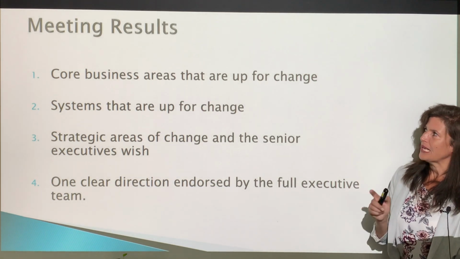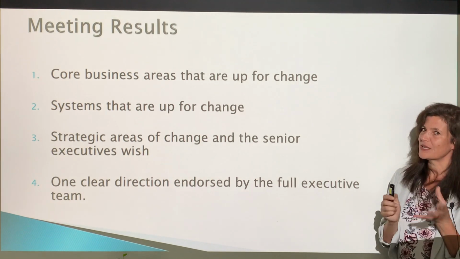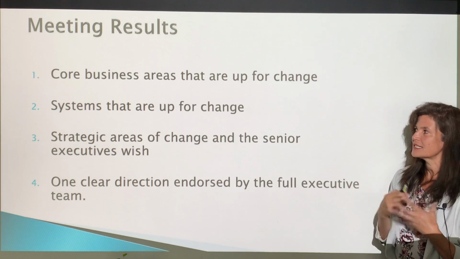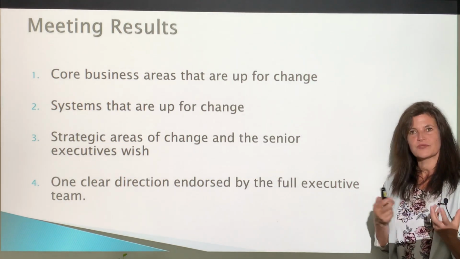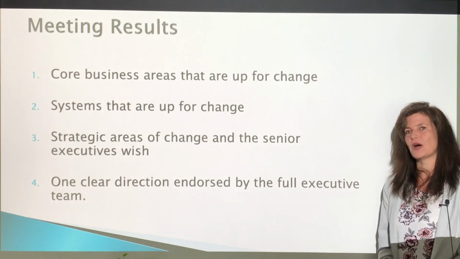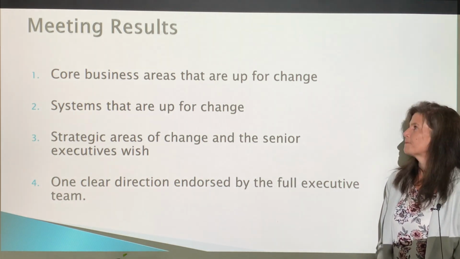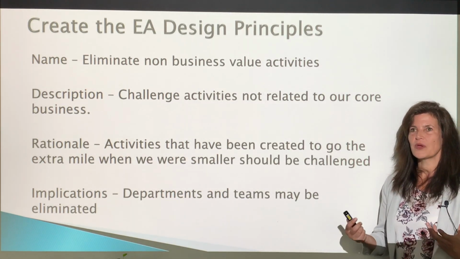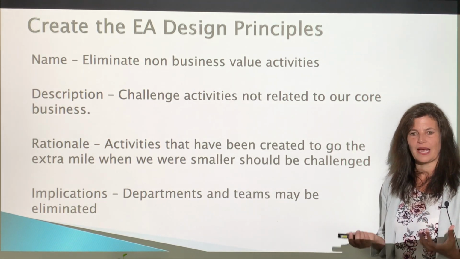So after your meeting, you should understand all your core business areas that are up for change. You should understand your systems that are up for change. You should understand what those strategic areas really mean. And you know what? You should have pretty much one clear direction of what it's going to look like. So the next thing we want to do is, out of all that, create EA design principles. So come back, work with your team, and create them.